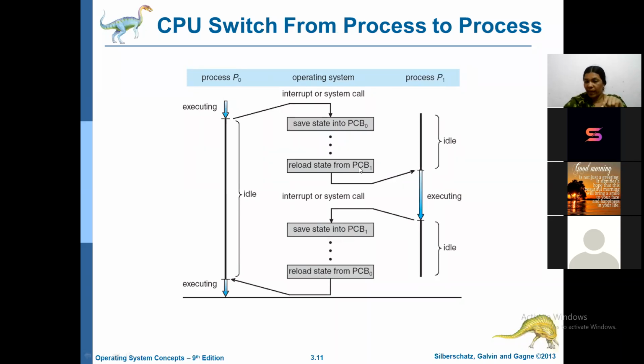So over here different data is maintained, and over here different data is maintained. So this is the data after completion of the process P1, and this is the data at the start of the process P1. So reload state from PCB1, execute P1 and again save the state into PCB1.